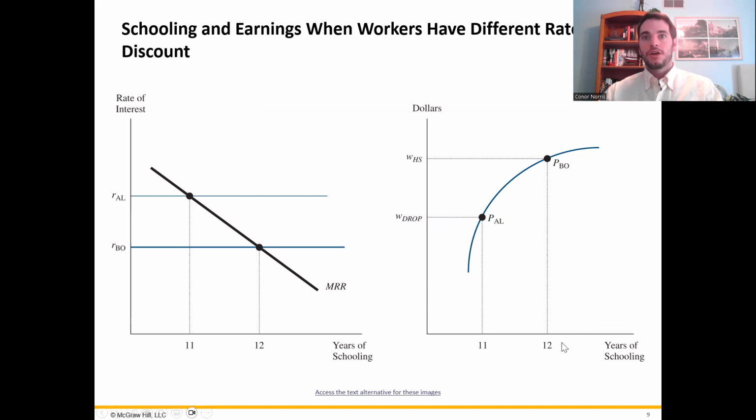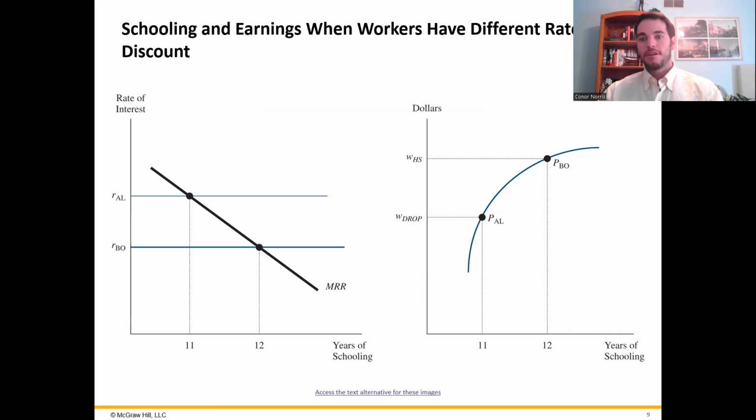Unsurprisingly, Bo, who's gone through more years of schooling, is at a higher point on this curve. So Bo's wages up here are higher than Al's wages because Bo had more years of education, developed their skills more. They're now more productive and a greater value to whatever firm they'll be working for.